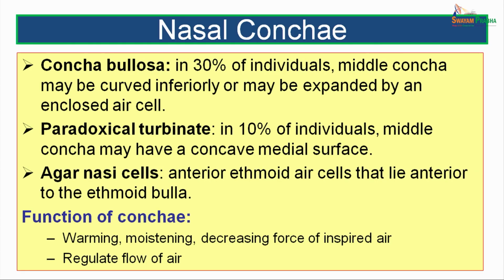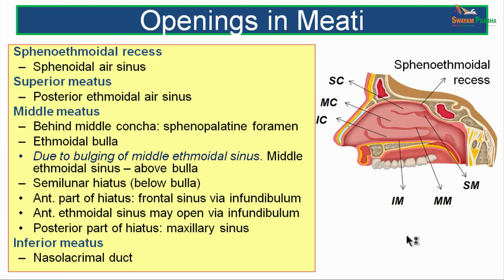The functions of the conchae. They take part in warming and moistening the inspired air. They also decrease the force of the inspired air and regulate the flow of air through the nasal cavity. Let us now see the openings which are seen in these meatuses. The sphenoethmoidal recess shows the opening of the sphenoidal air sinus. The superior meatus shows the openings of the posterior ethmoidal air sinuses.